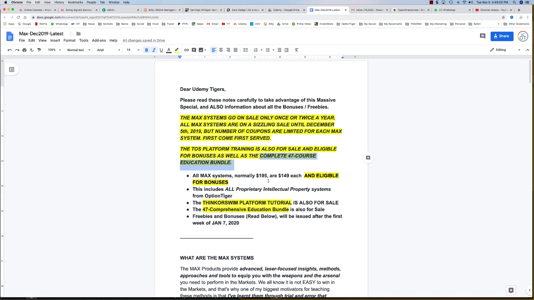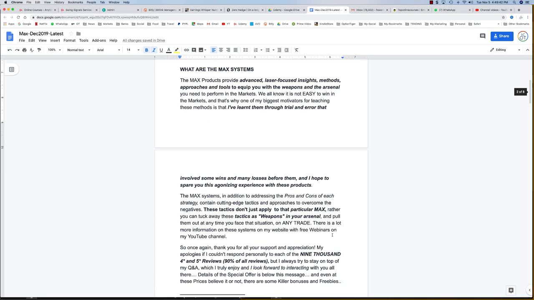All Mac systems normally are $195, but are now going to be $149 each, and each purchase is going to be eligible for a bonus. That's really where the real deal comes into play. This includes all the proprietary intellectual property systems, so these are all the Mac systems. It also includes the thinkorswim platform tutorial, which is a 3.5-hour tutorial on the entire platform. The 47-course comprehensive education bundle has courses all the way from beginner, intermediate, technical analysis, as well as advanced. The freebies and the bonuses will be issued after the first week of January, after the 30-day refund window of Udemy. So let's look at what the Mac systems are.